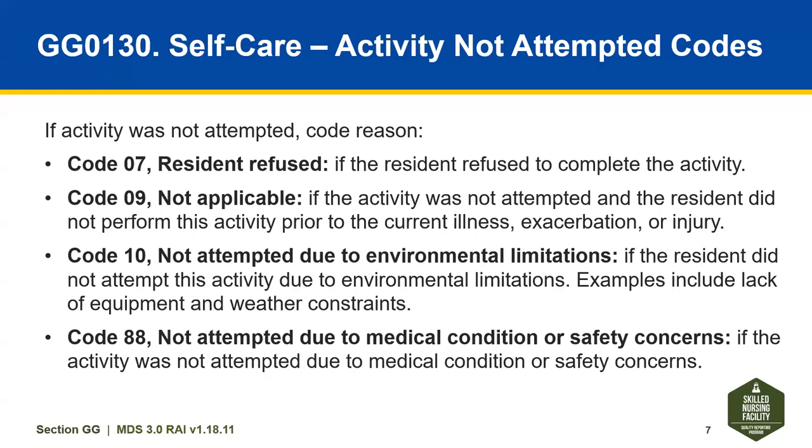Here is a refresher on the activity not attempted codes. Code 7 is for resident refusal. Code 9 is not applicable. Code 10 is used if the activity was not attempted due to environmental limitations. And Code 88 is used if the activity was not attempted due to a medical condition or safety concerns.